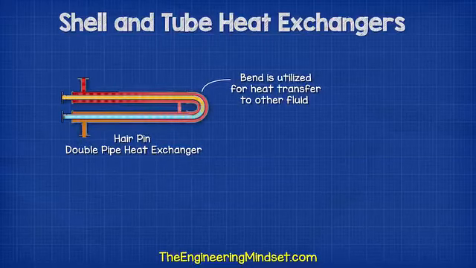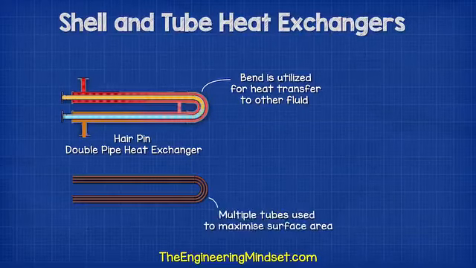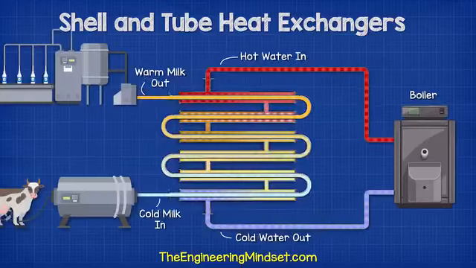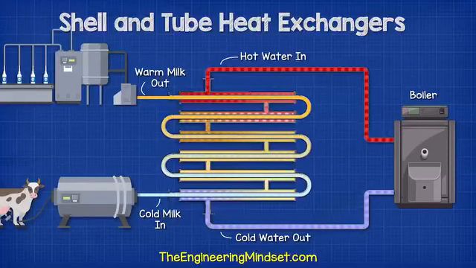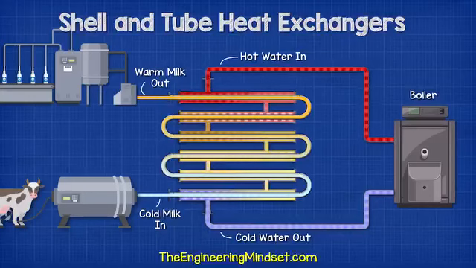Other designs like this hairpin type heat exchanger, which are often found in oil refineries, will encapsulate the bend to fully utilize the surface area for heat transfer. This version normally uses multiple tubes to maximize the surface area and thus increase the heat transfer, although this will also increase the resistance. These are a fairly simple heat exchanger design and are very common, particularly in food processing as well as pharmaceutical production.